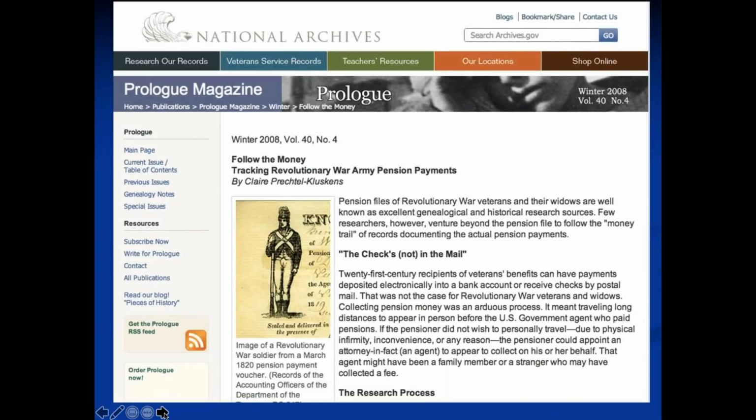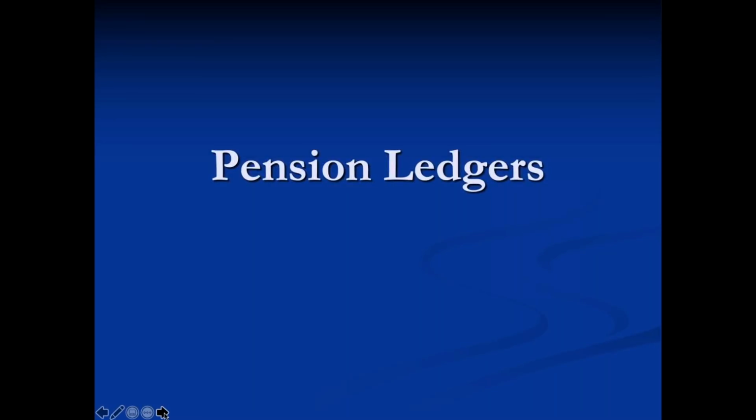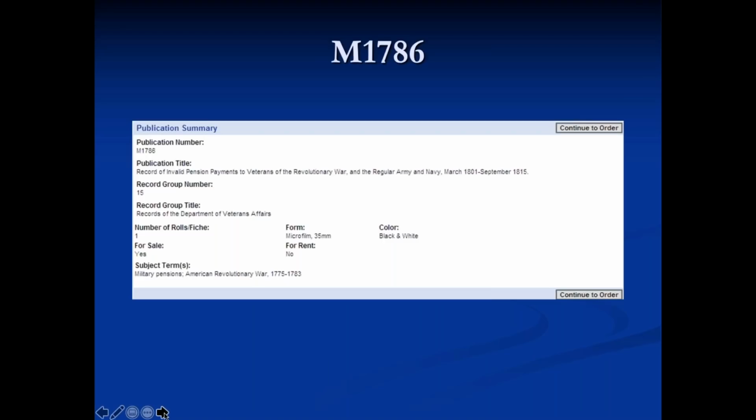There is an article out in Prologue Magazine that is online by Claire Prechtel-Clustons on Follow the Money, Tracking Revolutionary War Pension Payments. I'd advise that you take a look at this. It's a very good orienting piece to get you in the right frame of mind to do the research. So let's talk about pension ledgers first.